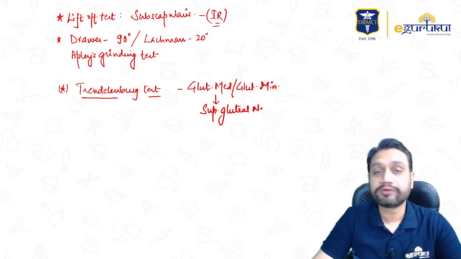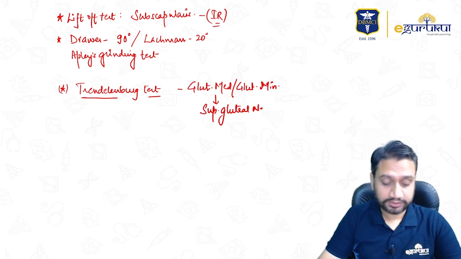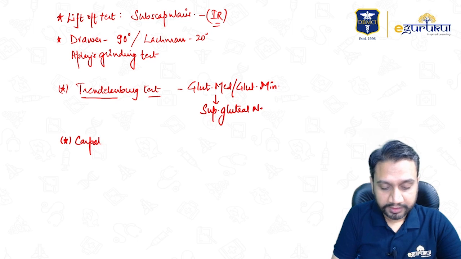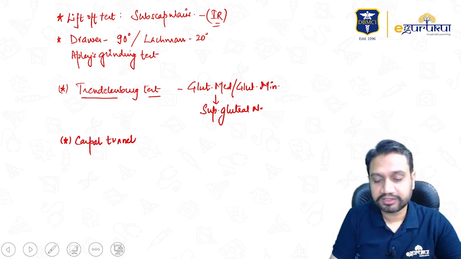So these are the tests which I want to discuss with you: the lift off, the Adson, the Roos, and one important one. How can we miss that? One test is about the carpal tunnel. So for carpal tunnel, do remember the most important 2 tests we have. What are the 2 most important tests we have for carpal tunnel syndrome?